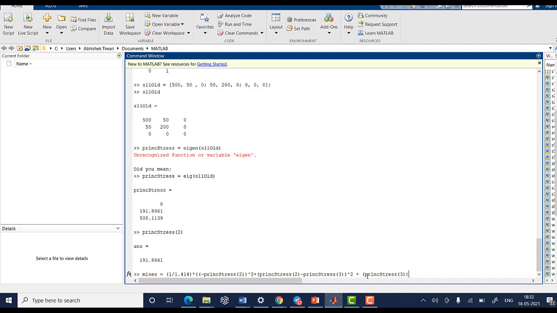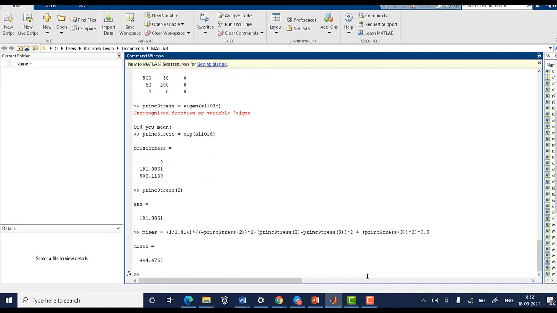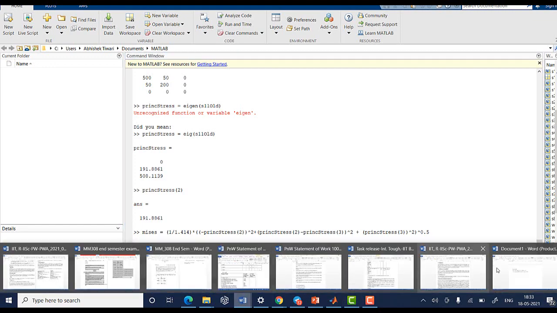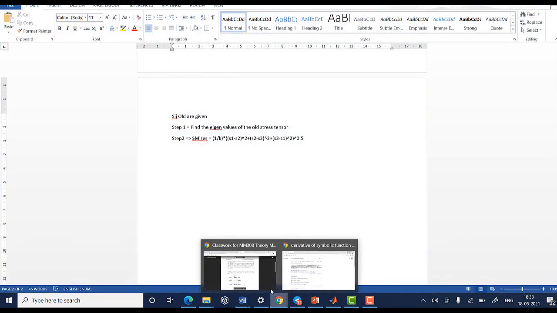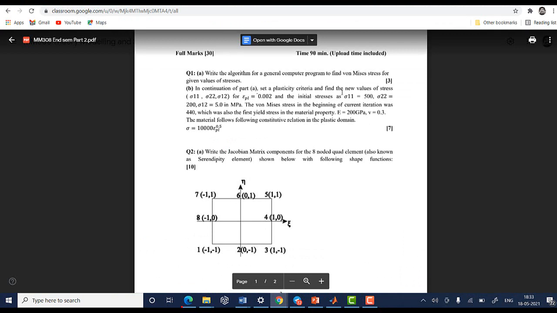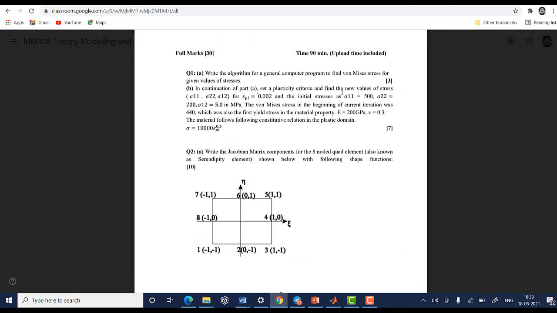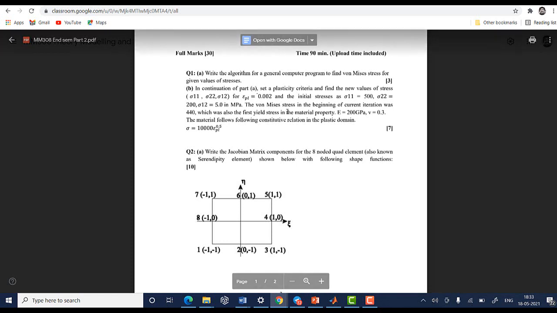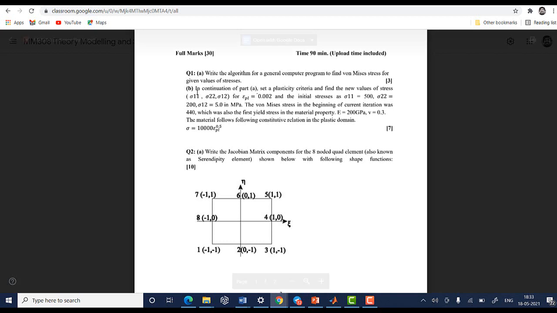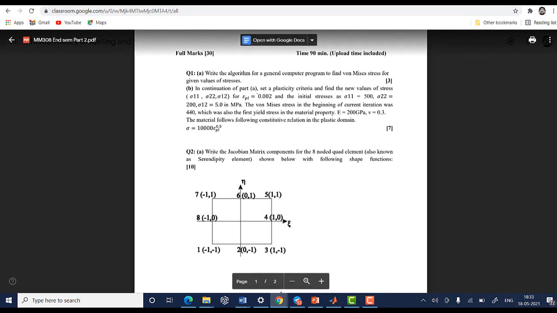So I'll put a square to this, close the bracket, and then give it a power of 0.5. So my Mises value is 444.47. Okay, and then, oh yeah, I told you this was 50. So the current iteration was 440. So the initial value of stress, the Mises value, is 440, right?